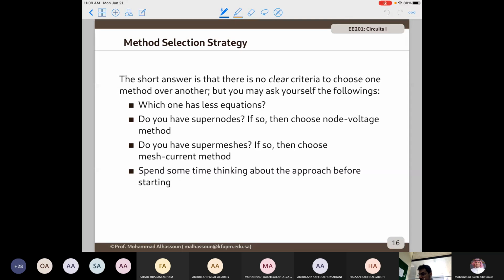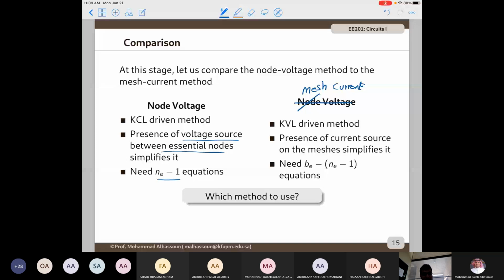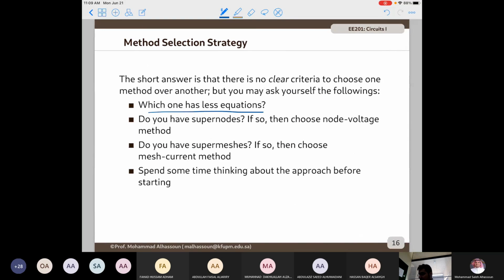So in this case, you ask yourself, which method has fewer equations? This is very critical. If you solve with the mesh current method and end up with 6 equations, and if you solve with the node voltage method you end up with 3 equations, then definitely you should go for the node voltage method. Do you have a super node? Do you have a voltage source between 2 essential nodes? Then you may need to choose. In this case, they both have the same number of equations. If you have a super node, then you may choose the node voltage method.